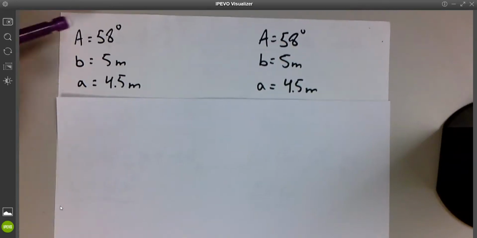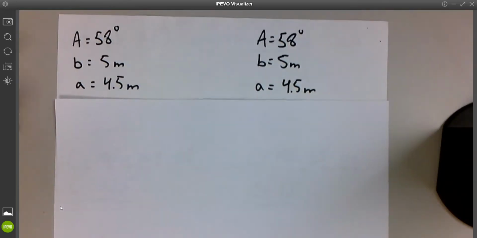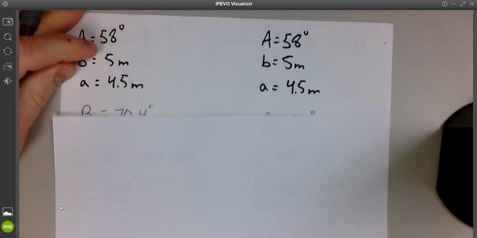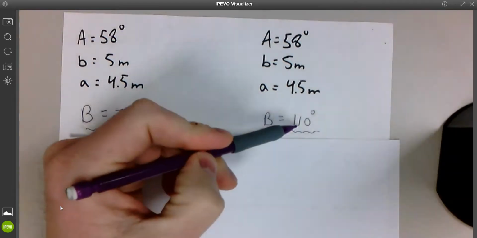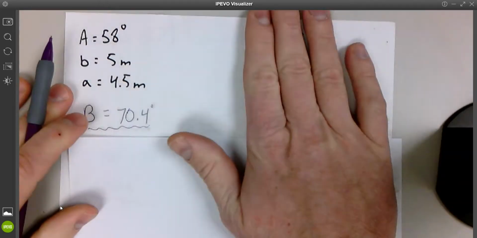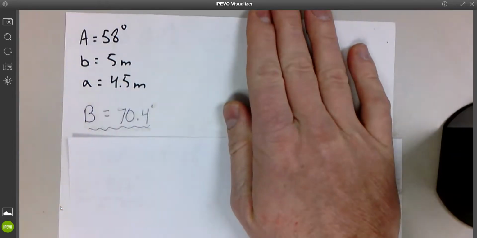So let's finish it up. Let's actually do that. Here is the given problem. Notice the information is the same, but there were two different triangles. We went through and did the law of sines and got 70.4 for this one, and then we got 110 for this one. Okay, I'm actually going to put this one aside. I don't like working with them in tandem, at the same time, because it starts to get confusing.